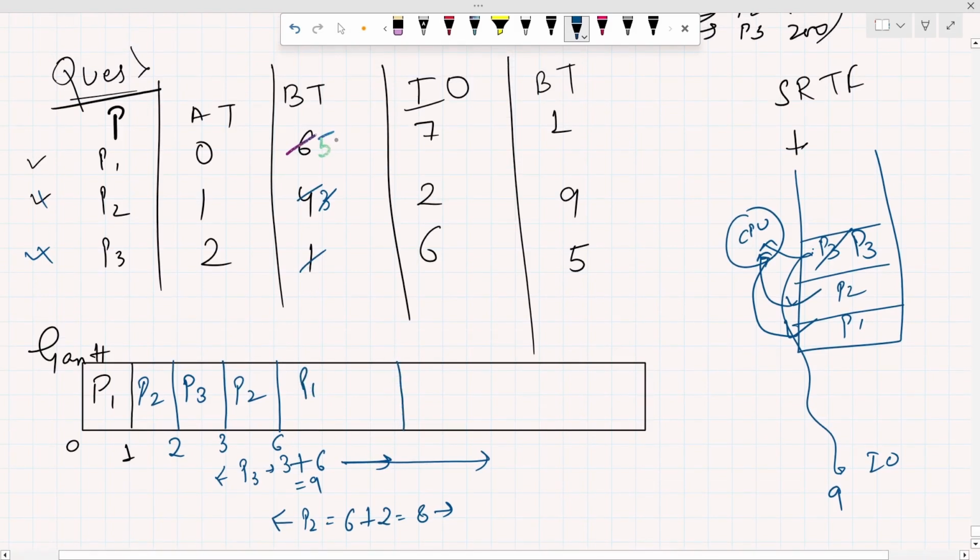6 to 8 means it only executes 2 units. So the time left is 3. Why? Because it executes only 2 units, so 6 plus 2 is 8. At 8, what happened? P2 process again comes in the ready queue.